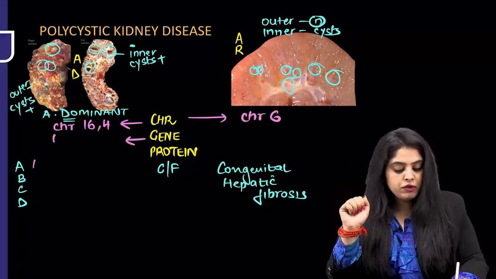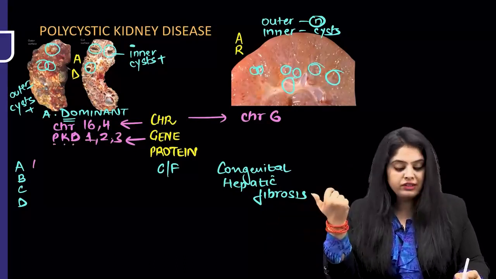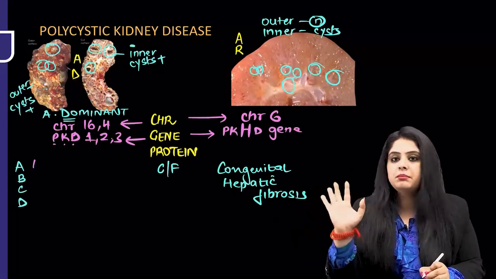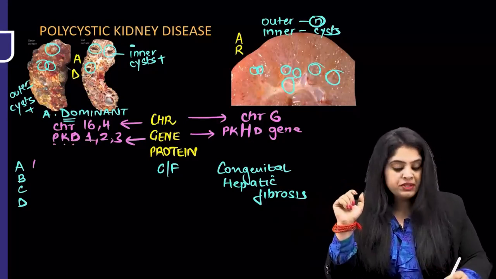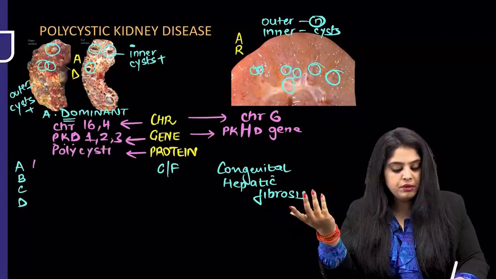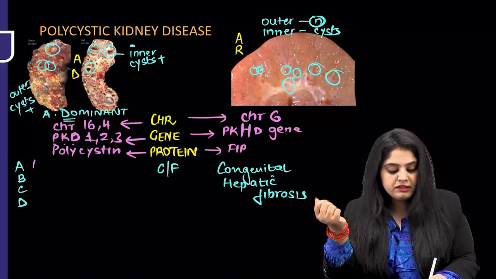What is the gene? For autosomal dominant, it is going to be PKD1, 2, 3 or just PKD, polycystic kidney disease. How easy. But for this, it is the PKHD gene. I have added the H word in it. Baki PKD is the same. For autosomal dominant, the protein is going to be polycystin. How simple? Polycystic disease, polycystin protein. Whereas for autosomal recessive, it is going to be fibrocystin.